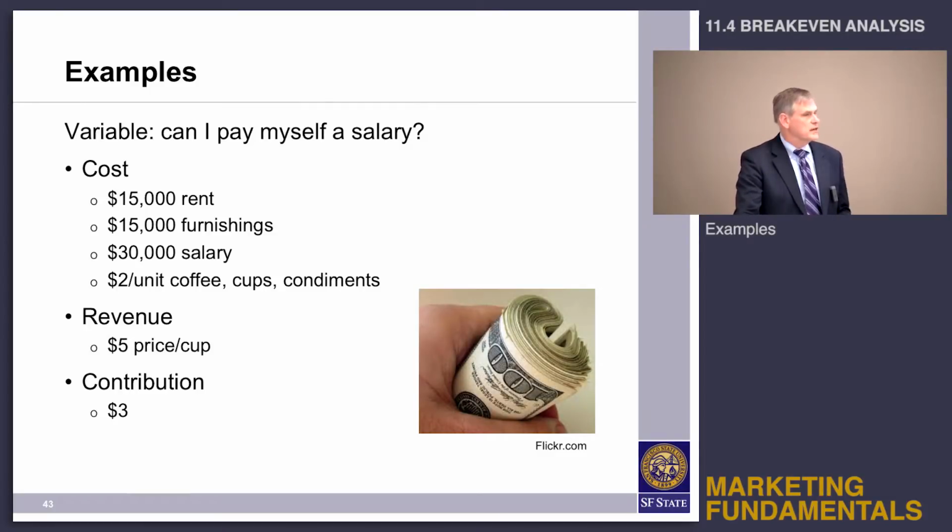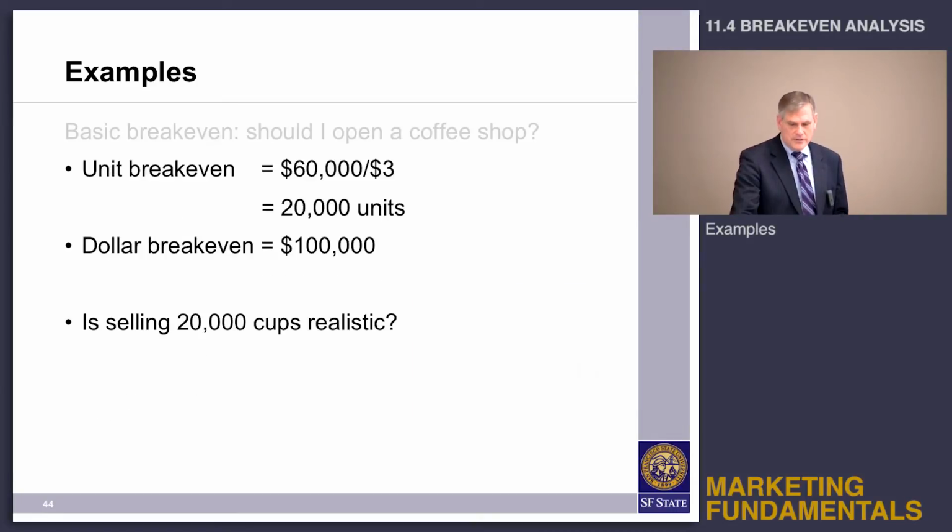Okay, so we've got that same other setup. I'm making $3 per unit contribution. Now my fixed costs are $60,000. How many cups of coffee do I have to sell to break even? 20,000. But see, breaking even now is covering my bank loan and covering the salary that I need to pay myself. So break even is kind of an arbitrary term that we use to say we've met our objective.